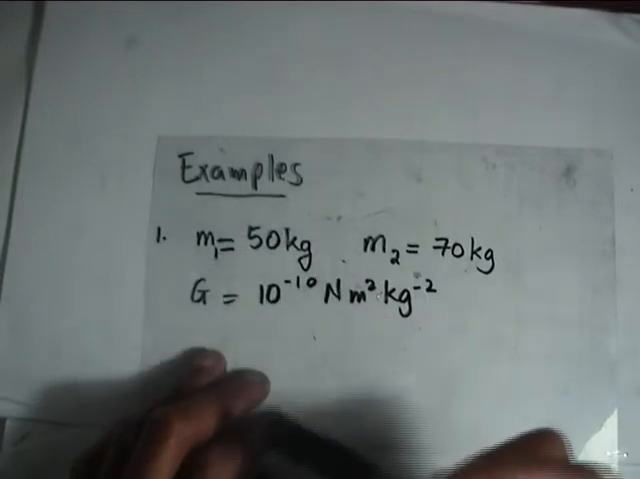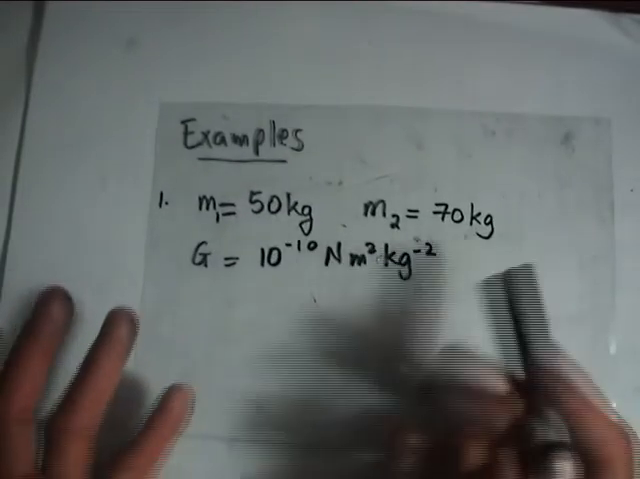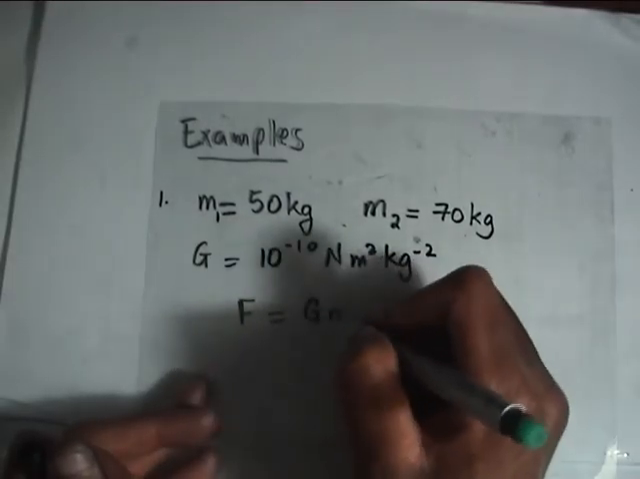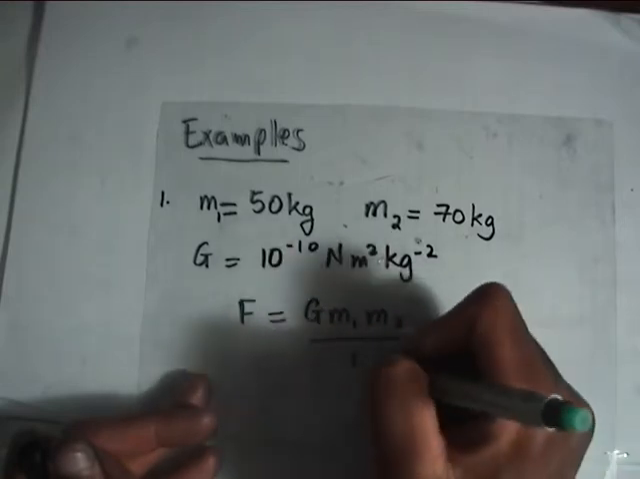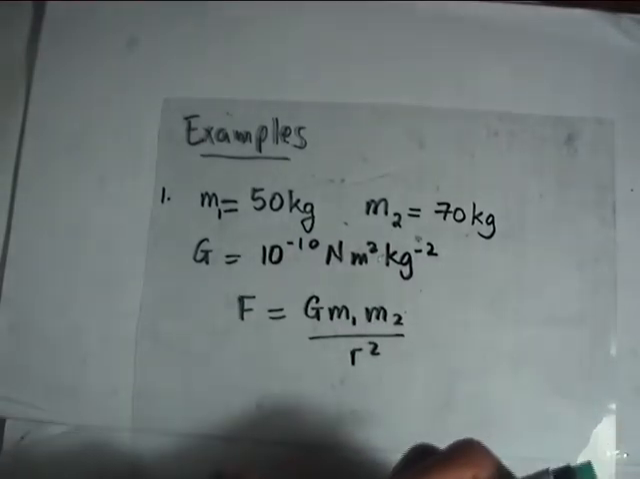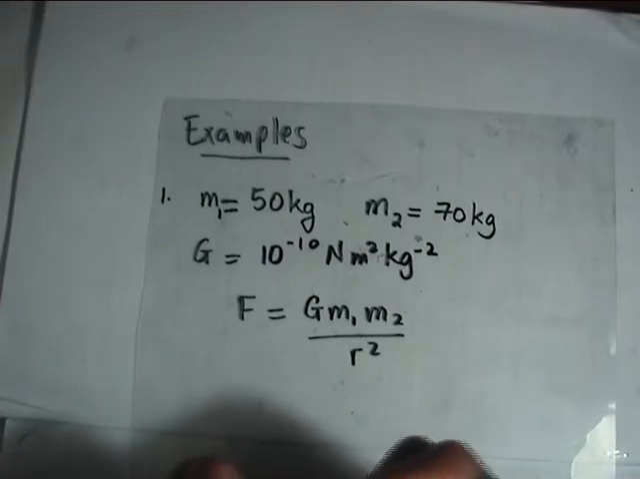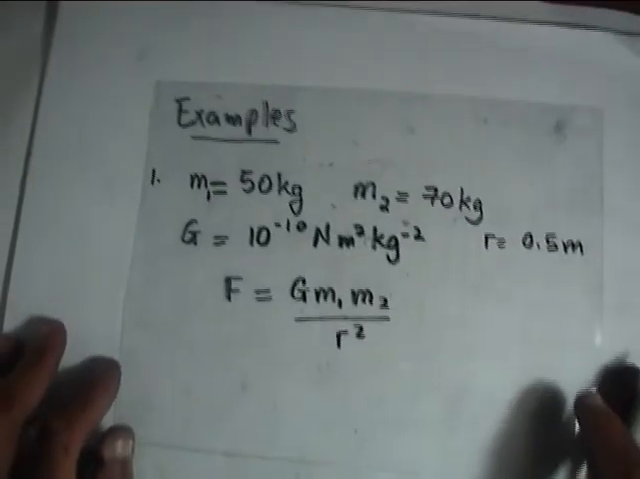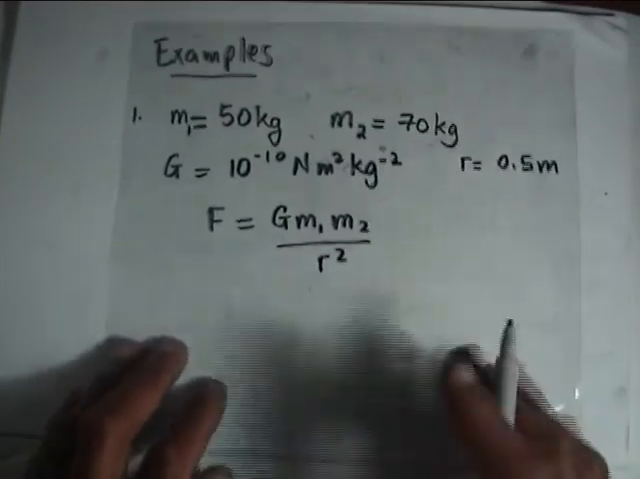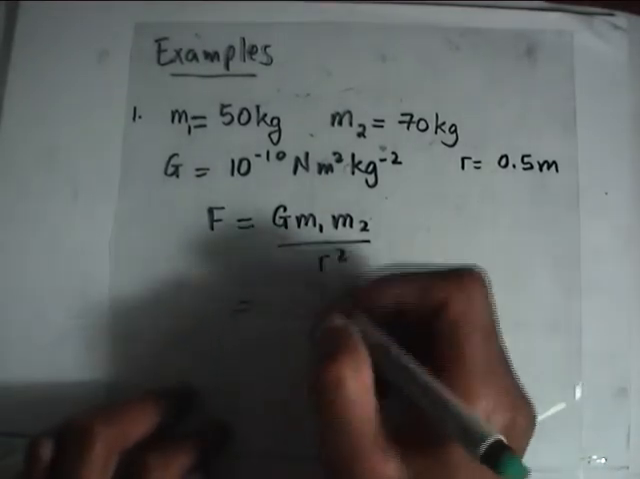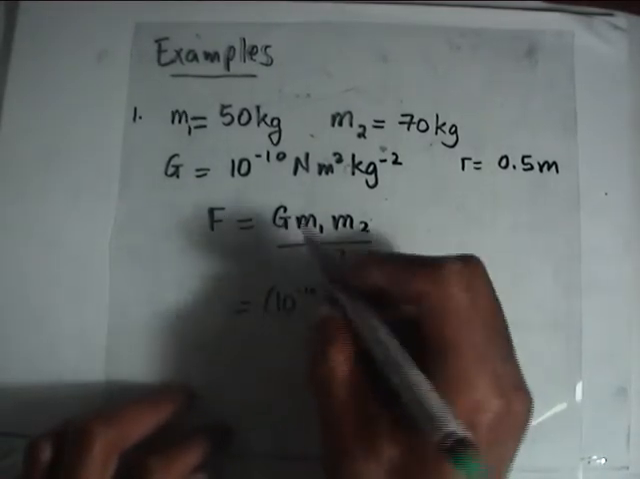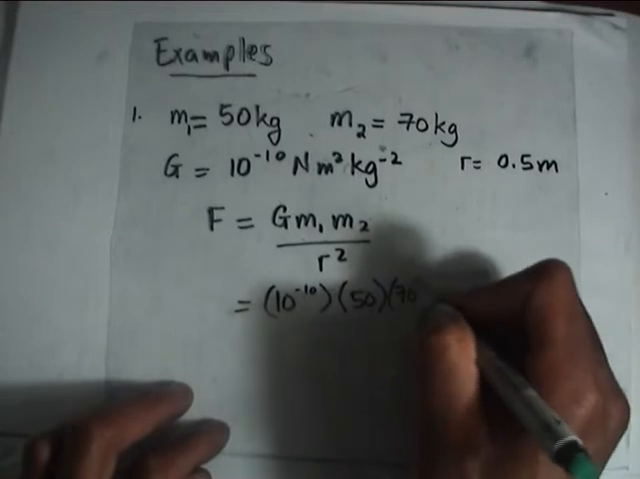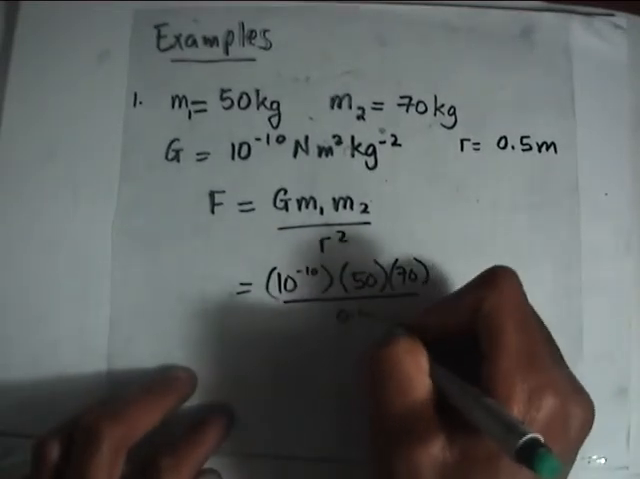So let's calculate the force of gravity using this. It's easy because we already have the formula. The formula is F is equal to G m1 m2 over r squared, r being the distance between them. So now here we're going to assume that the distance between them is 0.5 meters, or just half a meter. They're waiting for a bus together, so we need to know the force of attraction between them. So this is equal to 10 to the power minus 10, because that is our G, and our M1 is 50, our M2 is 70, over our R squared, which is 0.5 squared.